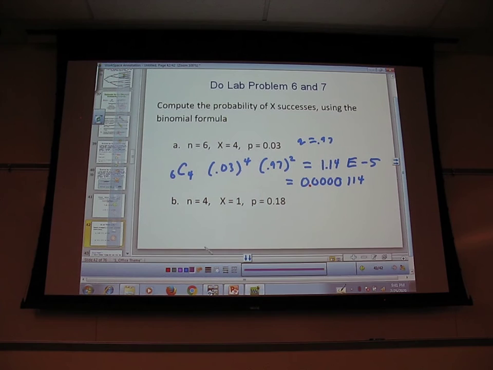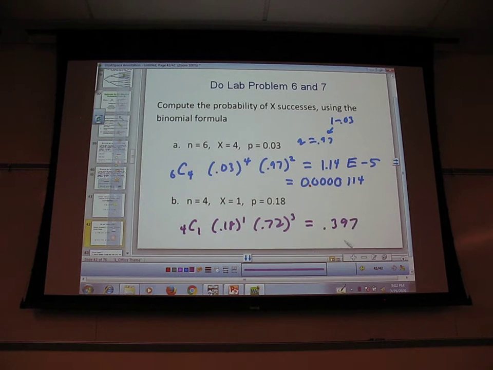The next one, you guys got 4 choose 1 times 0.18 to the 1 times 0.72 to the third, right? And you ended up getting, what's this one? 0.397? Okay. It actually should be 0.2822. Thank you.